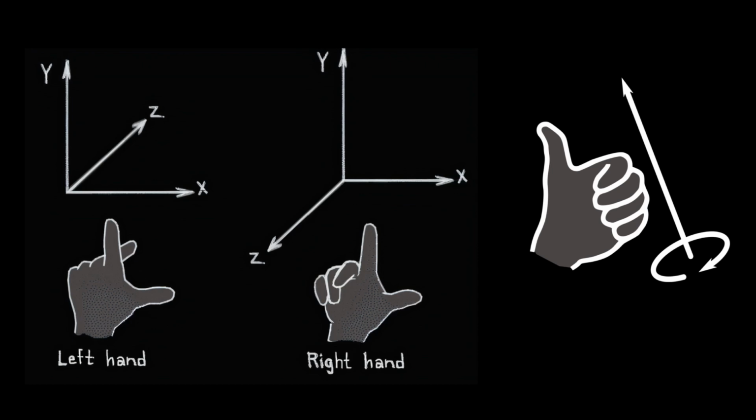Here you can see the difference between left-handed and right-handed coordinate systems. Your hands are just used to mimic the axes, where the thumb is pointed in the X direction, index finger in the Y, and middle finger in the Z directions. You can see the difference between the left-handed and right-handed is really that the Z axis gets flipped.